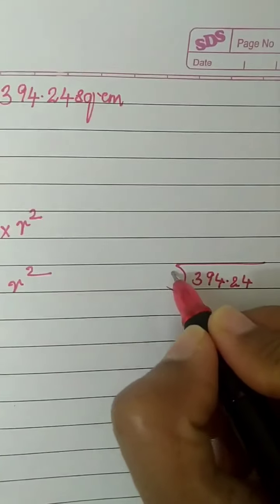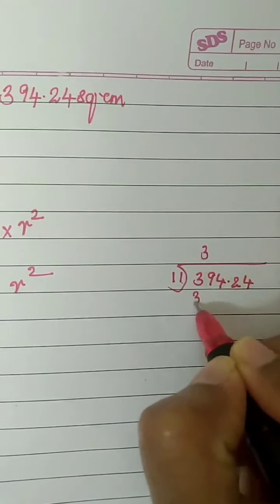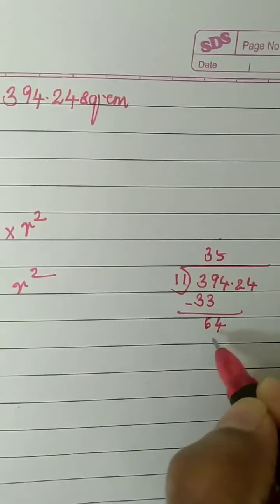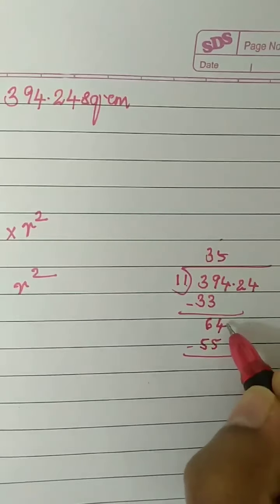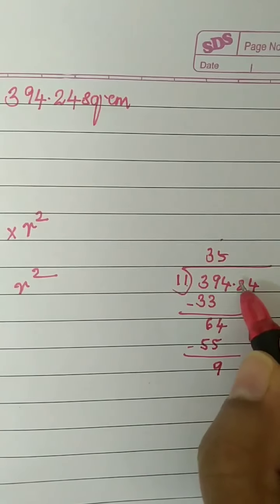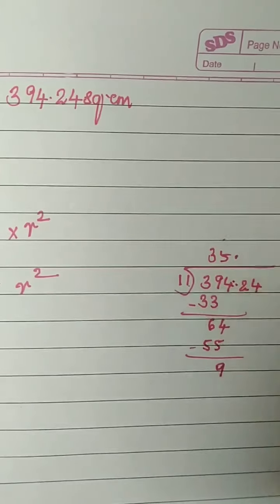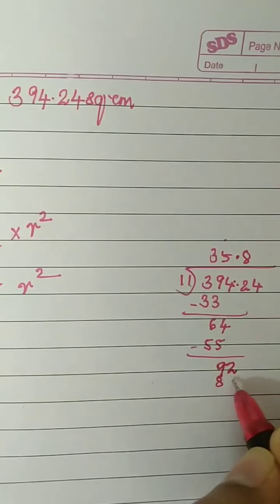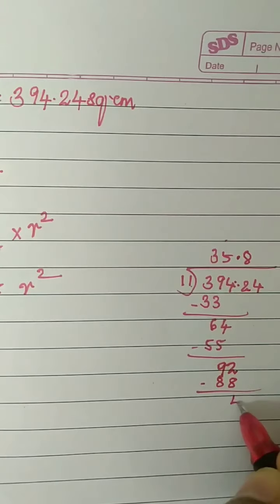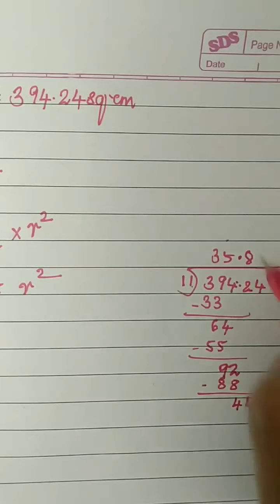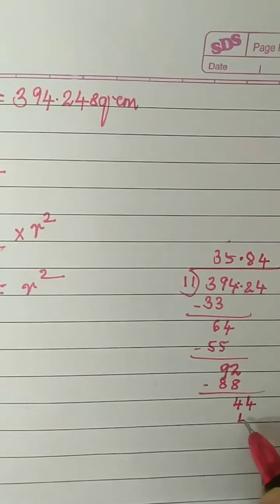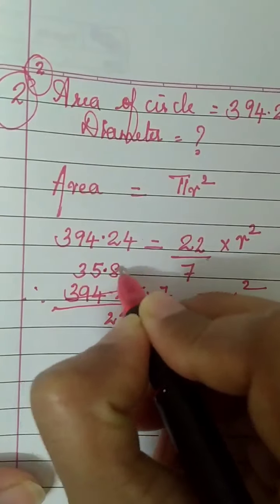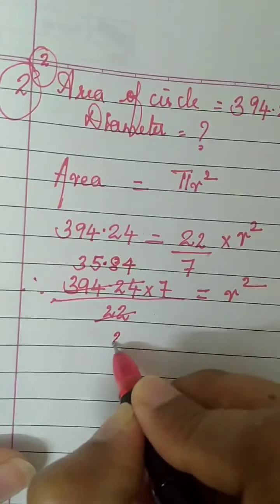394.24 divided by 11. 11 3s are 33. 9 minus 3 is 6 and 4. 11 5s are 55, as I told. 14 minus 5 is 9 and next is decimal point, so you will put the decimal point. Bring 2 down. 11 8s are 88. 12 minus 8 is 4 and this 4 will come down. So, 11 4s are 44. So, we got 35.84. 35.84 and 11 2s are 22.